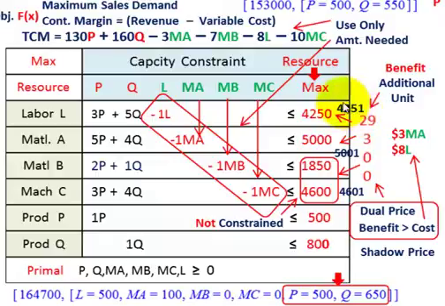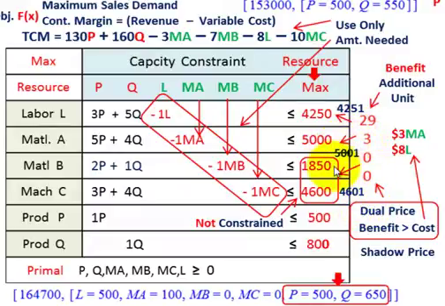So what it really does, and we'll look at that in detail, is take that contribution margin up here and increase it by $29. Okay, so that's the benefit of an additional unit. We'll go over that in detail later. And then for material A, just put in 5,001 instead of 5,000, and you're going to come up with a dual price, or a shadow price, of $3.